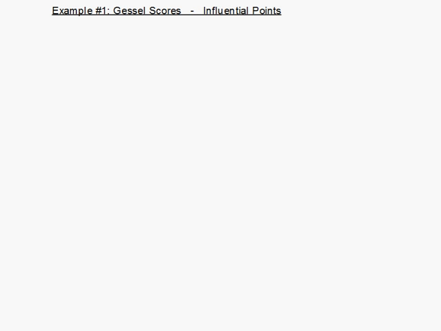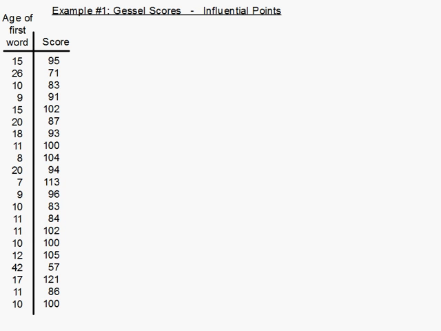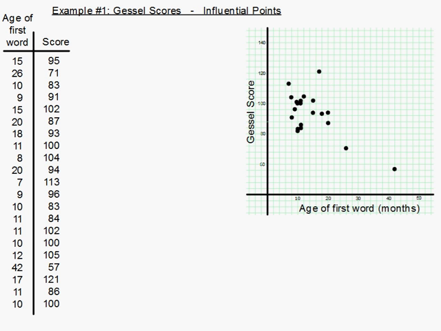This is an example using Gesell scores, which is a standardized test to measure intelligence, correlated against the age of the first word. So here we have how old a child was when they first said their first word. And then later on, maybe at 10 or 12 years old, they might take the Gesell test. Here are the two variables plotted against each other.